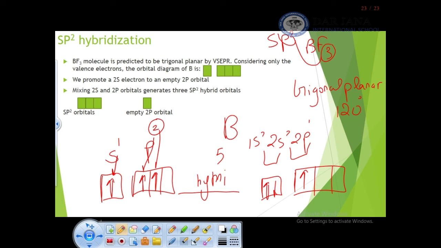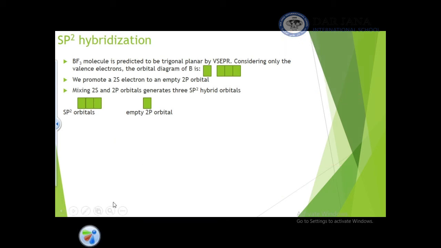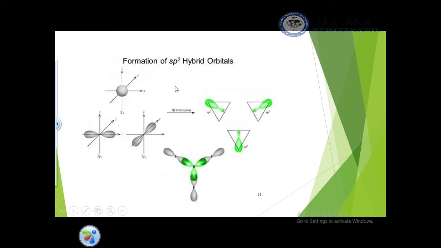Moving to the next slide, basically something you should know is that we have sp2 orbitals, and don't forget we have an empty 2p orbital. So we promote a 2s electron to an empty 2p orbital. Mixing 2s and 2p orbitals generates 3 sp2 hybrid orbitals. Of course, the formation of sp2 hybrid orbitals will be like that. We have one s and we have 2p. So basically, s is a sphere, 2p, px, py. We will represent it by trigonal planar, as I mentioned before, and the angle will be 120 degrees.